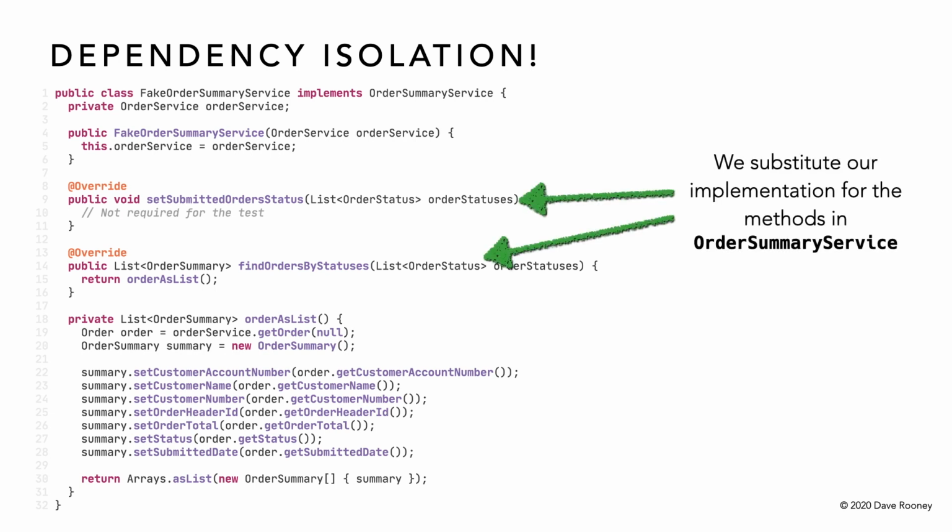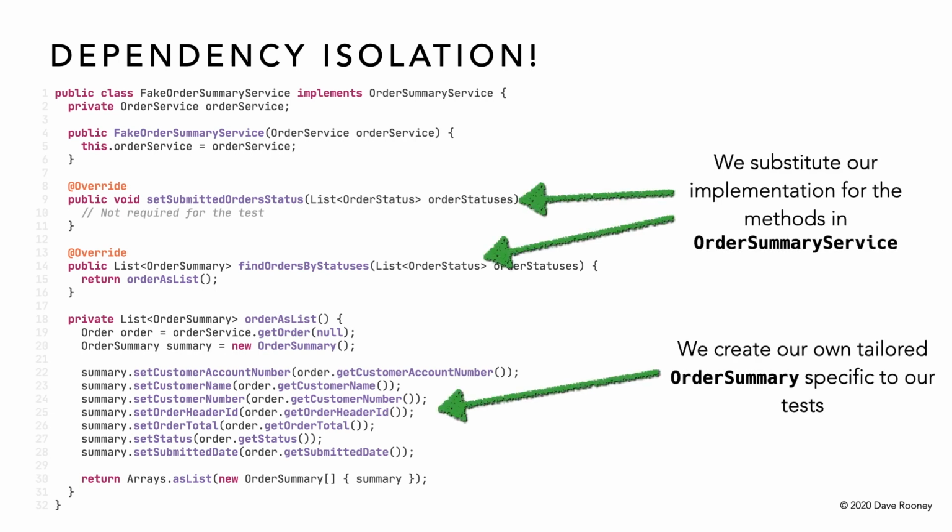We've substituted our own implementation of the order summary service interface's methods, and we were able to completely tailor the results from findOrdersByStatus to suit our needs for any tests using this class. To our production code, though, this test double looks like any other order summary service implementation. In summary, using Java interfaces is an essential approach to reducing the dependencies in code that's difficult to test.